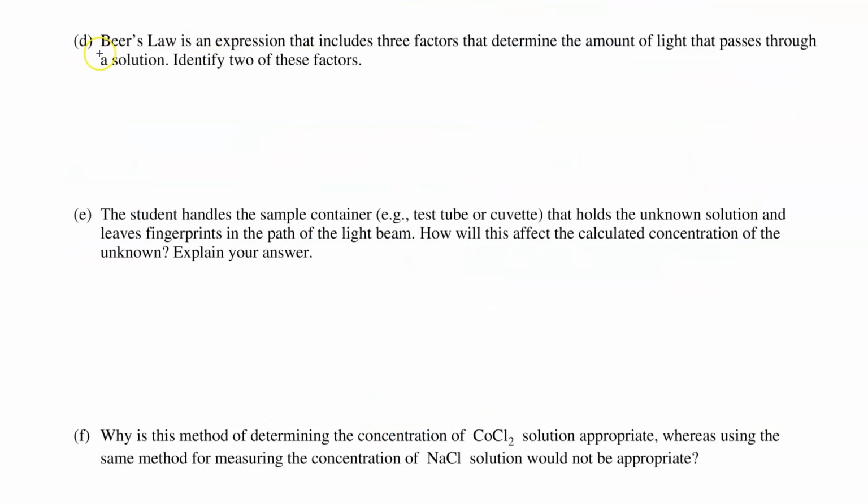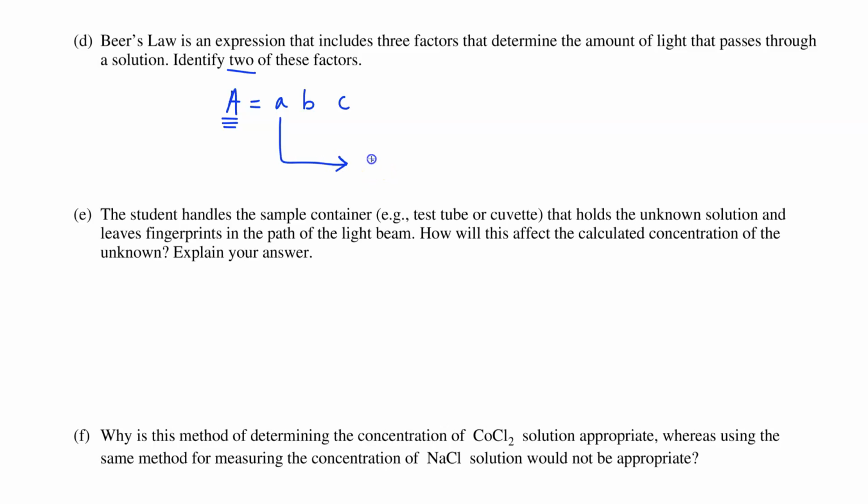So D says, Beer's law is an expression that includes three factors that determine the amount of light that passes through a solution. Identify two of these factors. Well, from your reference table, absorbance, the negative log of the transmittance, equals A, B, and C. So they want you to identify two of these factors. The amount of light that passes through a solution is tied to absorbance, because if a compound absorbs light, there's less light going through. If it absorbs less, more goes through.